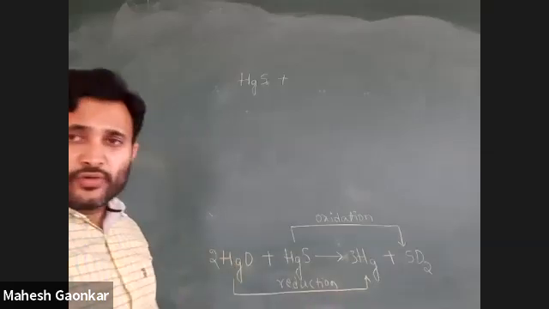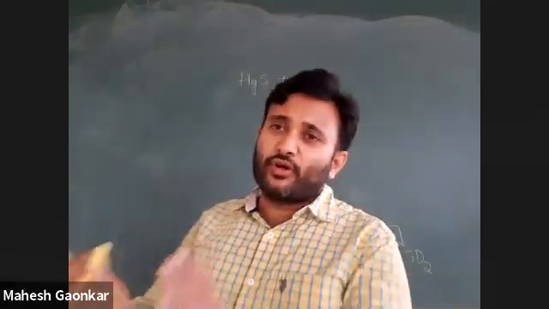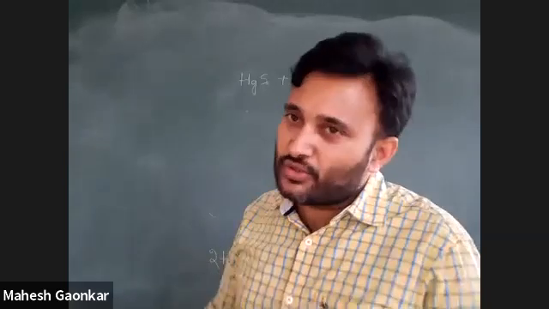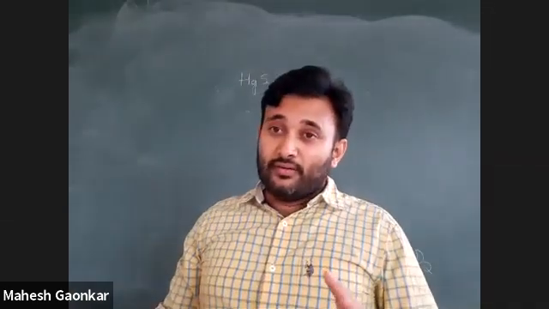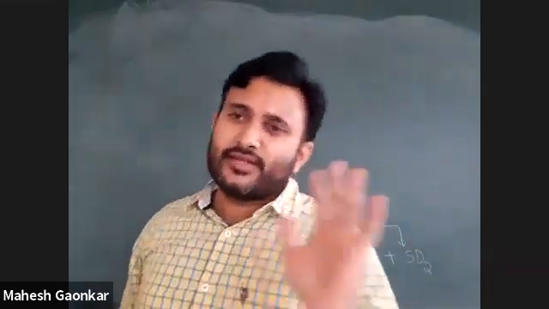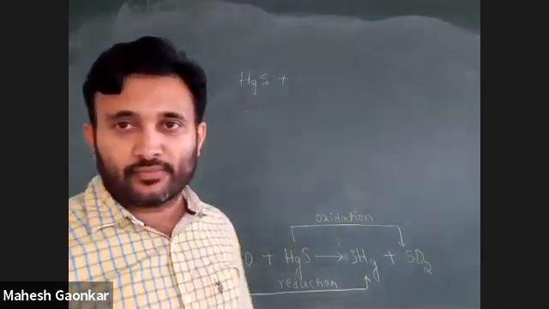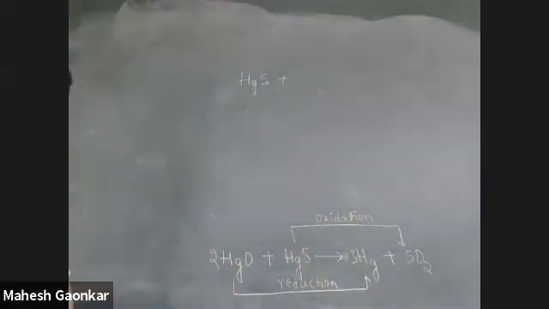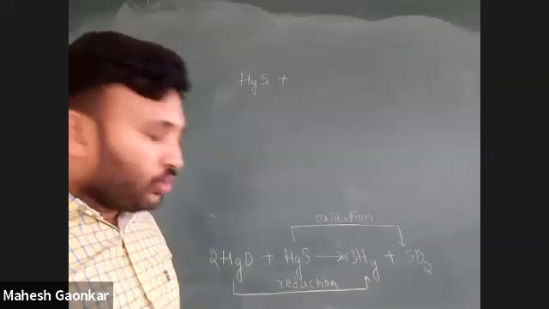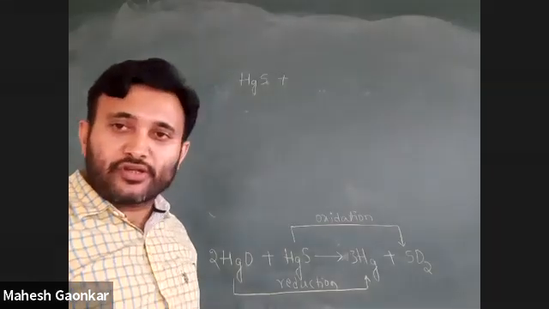That's it. First, you have to identify which one is undergoing oxidation and which is undergoing reduction. Once you identify these, then easily you can identify which is the reducing agent and which is the oxidizing agent. So HgO is the oxidizing agent and H2S is the reducing agent. Correct.